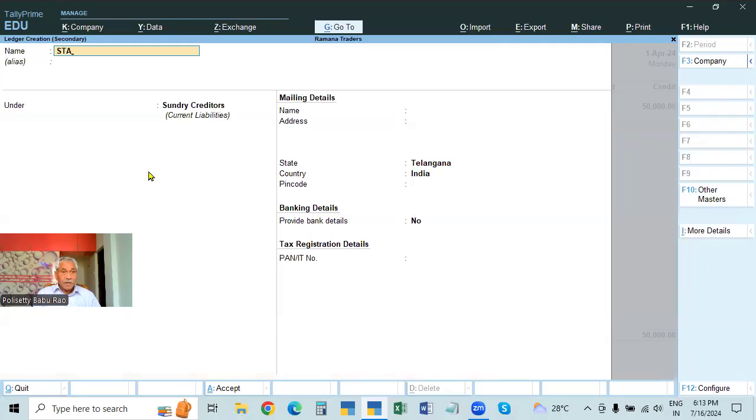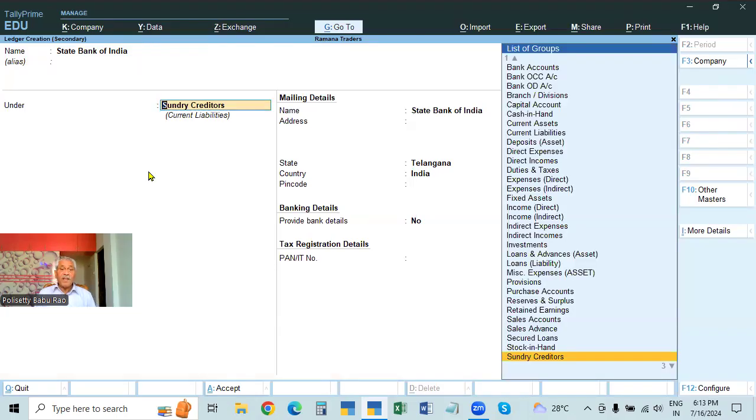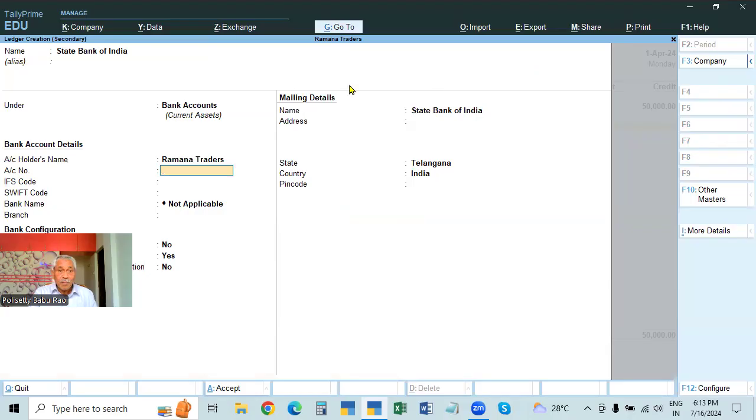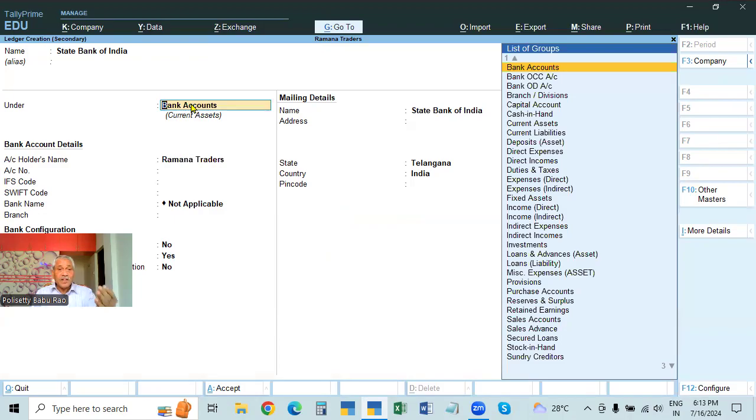So here, State Bank of India. And here the group will be for the bank. State Bank of India means it's a current account. So current account comes under bank accounts. Suppose it is State Bank OD, overdraft, then write it as State Bank of India OD account. It comes under bank OD.